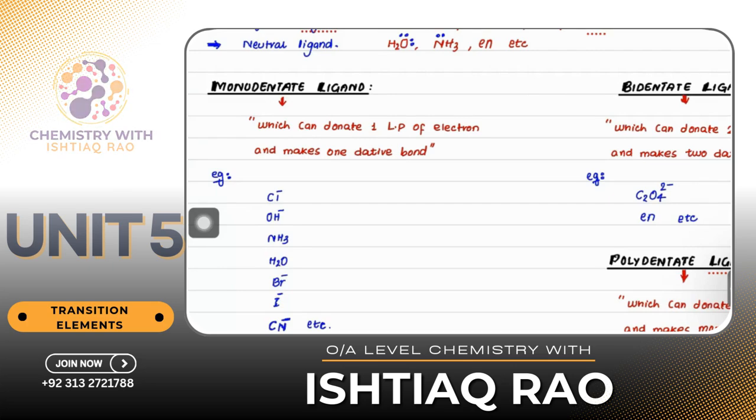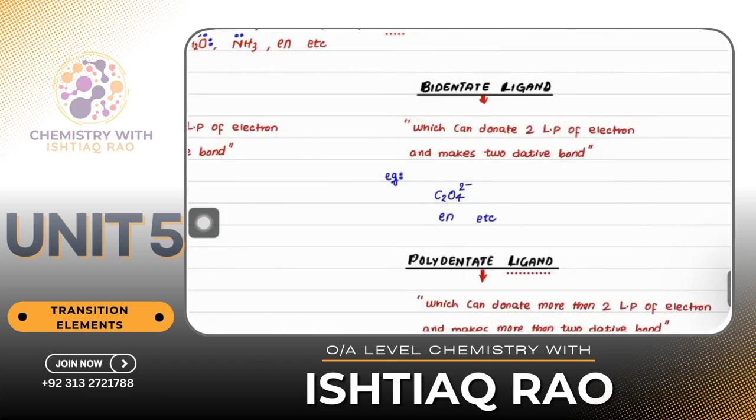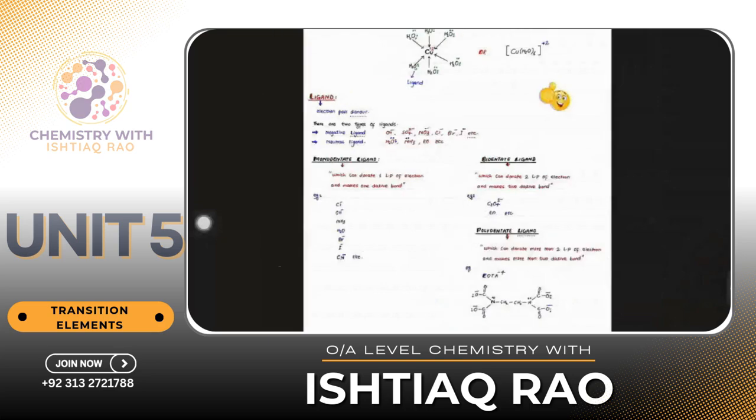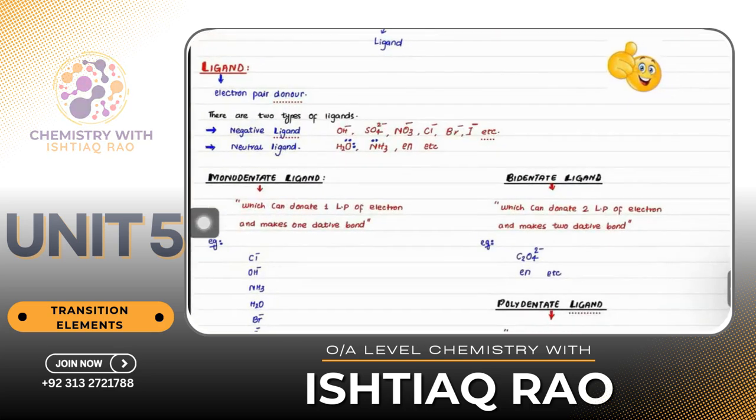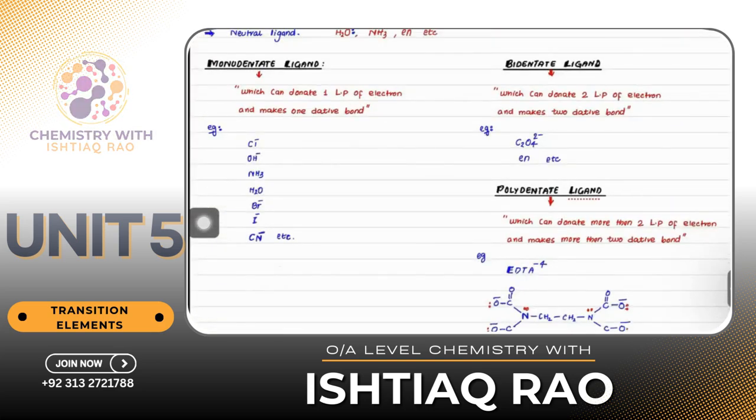And then we have a bidentate ligand, which can donate two lone pairs of electrons and makes two dative bonds. So monodentate can make one dative bond, but bidentate can make two dative bonds. What are examples of a bidentate ligand? C2O4 2 minus. It's an oxalate ion. You know what this is? It's an oxalate ion. Let me write this oxalate ion.